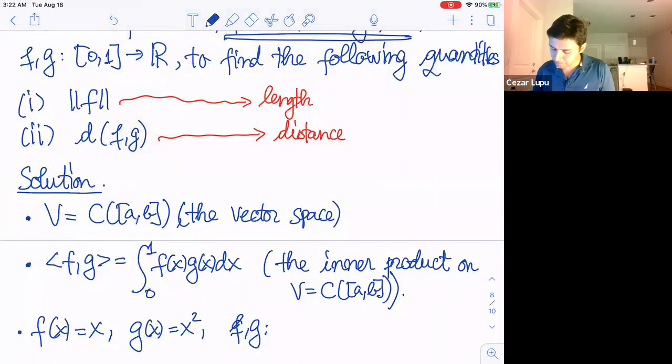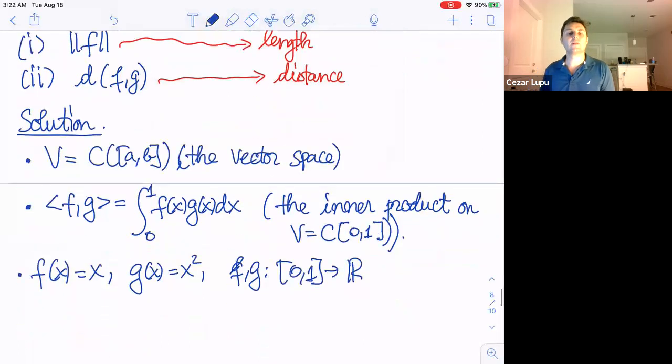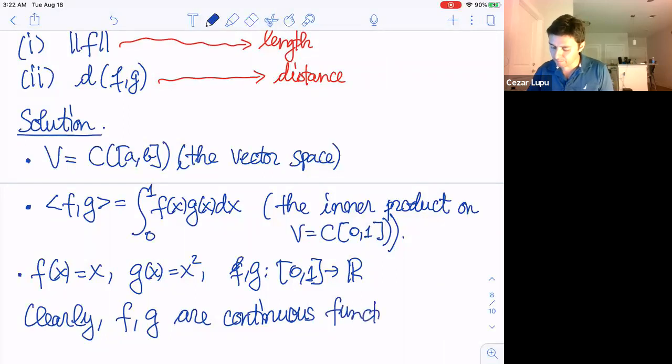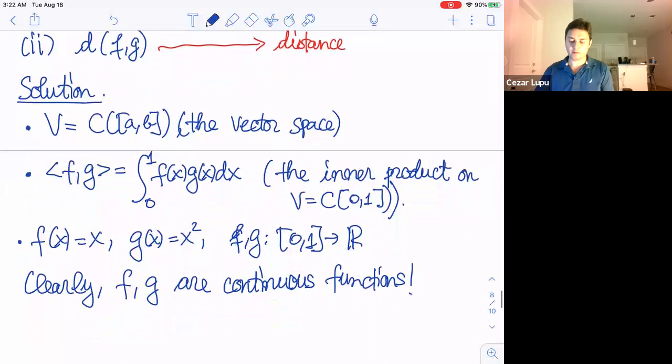Integral from 0 to 1, and again this is C[0,1]. These are defined on [0,1] and they're real valued. Clearly these are continuous functions, f and g are continuous functions, since they're elementary, it's obvious. This is calculus 1 for sure.